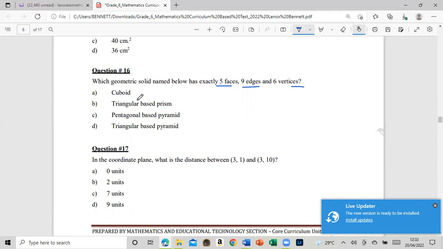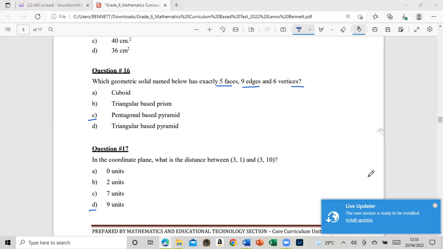Alright, so is it a cuboid? No. Triangular base? No. Pentagon. Right? Remember, a pentagon is a 5-sided figure, so everyone should have got that one. In the coordinate plane, what is the difference between (3, 1) and (3, 10)? That would be 9 units, right? Because the 3 is going to cancel the 3, and the 3 is going to cancel the 3.